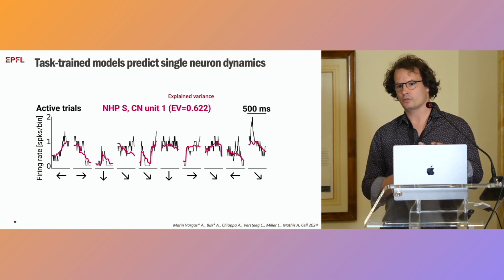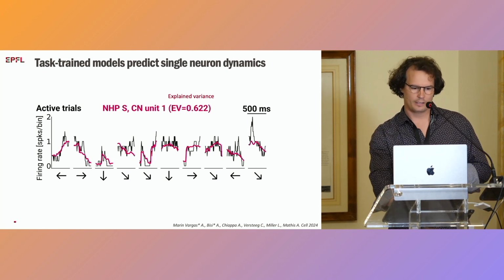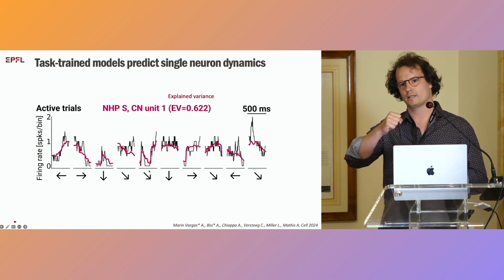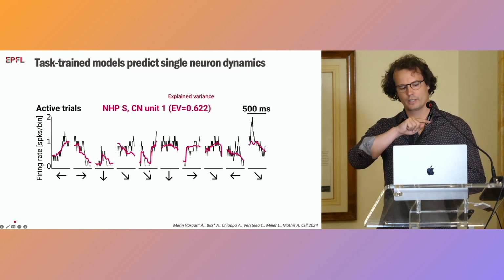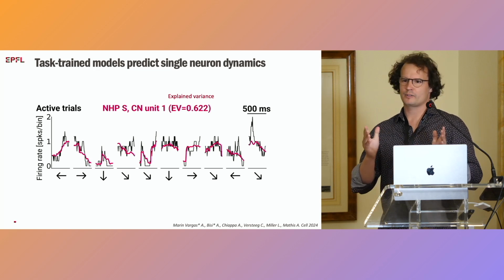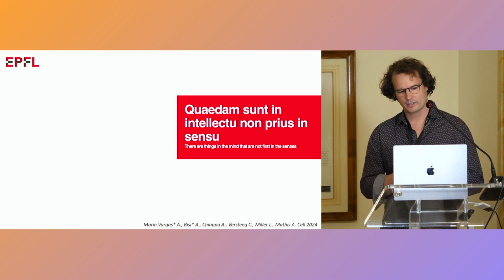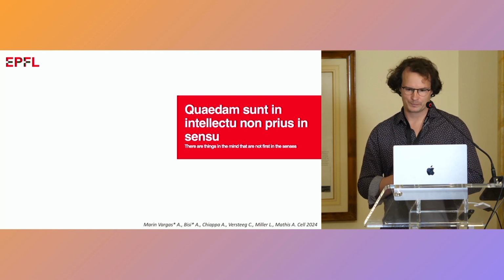So what you see here is trial-by-trial predictions of the neural data in cuneate nucleus. The explained variance is pretty high. And if you look at, for example, these two trials here, the monkey is actually moving in exactly the same direction, and the model can really capture the dynamics of this single unit. And there are many, many results in the paper, and you wonder, what does that have to do with cognition? Well, because I'm in Rome, I give you my interpretation of the data in Latin: quaedam sunt in intellectu non prius in sensu. Okay?